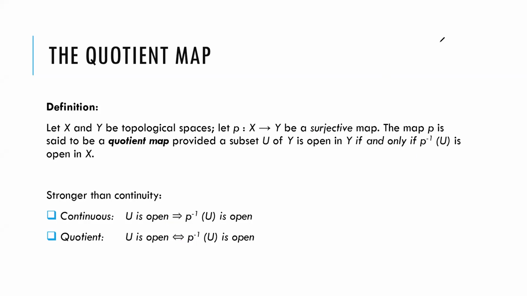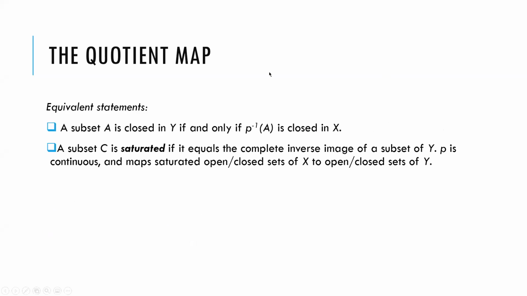So there are two equivalent statements to our definition for a quotient map. The first is that a subset A is closed in Y if and only if its inverse image is closed in X. And I think I missed pointing out in the presentation that P is a surjective map again.